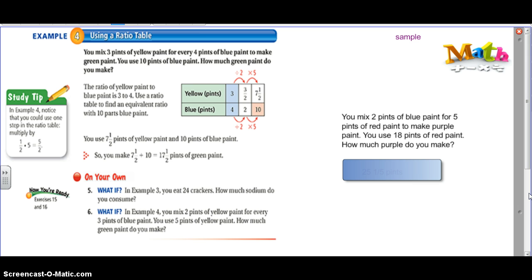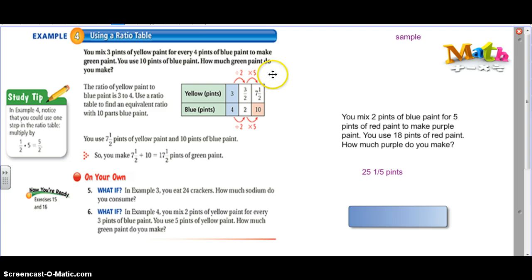You mix 2 pints of blue paint for 5 pints of red paint to make purple paint. You use 18 pints of red paint. How much purple do you make? Again, you're going to pause the video, make your chart, show your work, come back for your answer. Your answer is 25 1/5 pints.